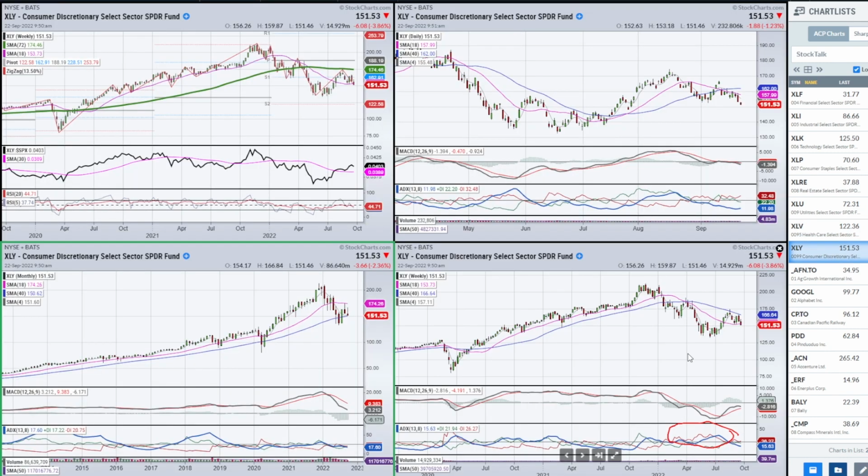Okay, so let's look at the last sector here, which is XLY. Another failure at the 18-month line that's now declining. Now, this is further down. It had a bigger drop. We're getting a little closer to the zero line, but we could still come down and test these lows and still be kind of a part of a consolidation pattern.